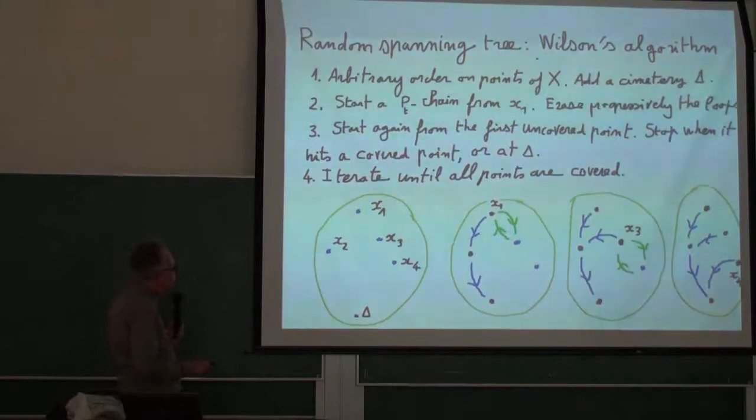Then you see the first point you didn't use, it was this one, x3, and you start again a path from this point. So I do this, this, this, and then I branch into the tree which I already constructed. I could also jump directly here, but this is the root of the tree, so it's still a tree. So progressively, I end up constructing a spanning tree.